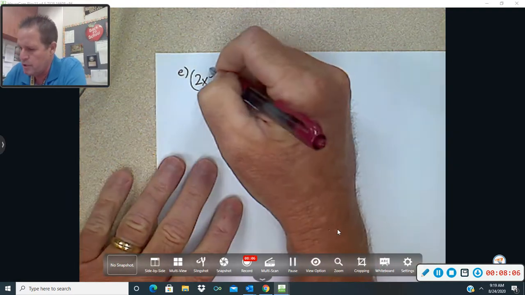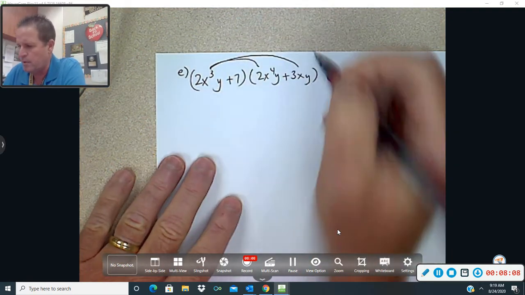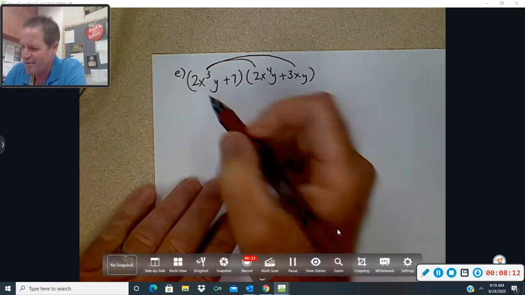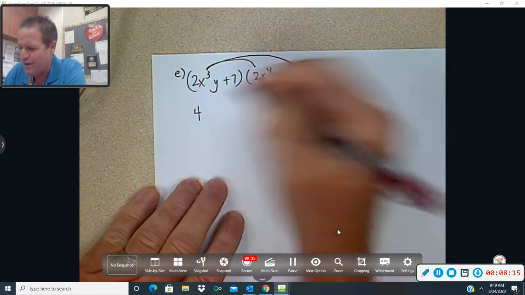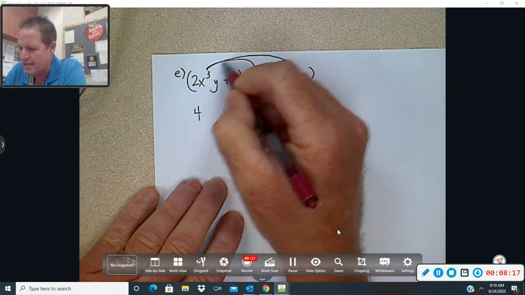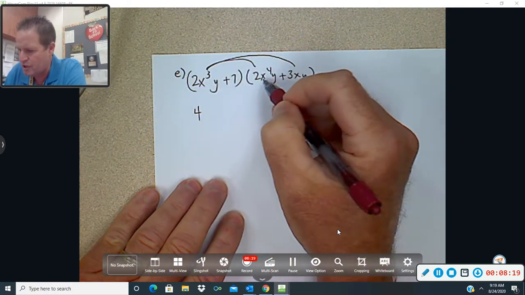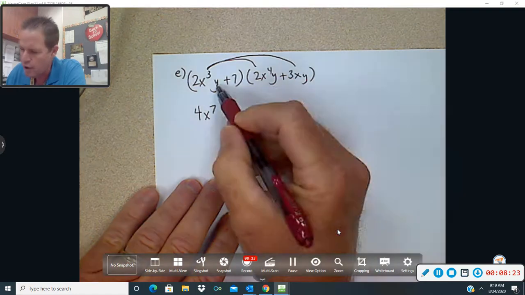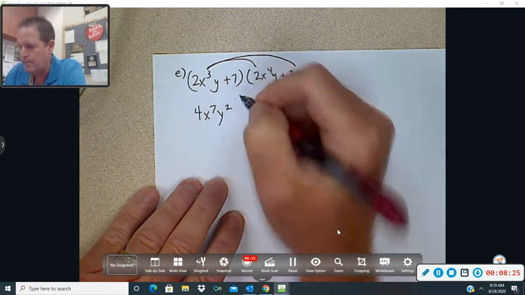So again, I'm going to double distribute, but now you can see where things are getting more complicated. The expressions are more complicated. So we're going to do 2 times 2 to make 4. And now we'll add the exponents when we multiply. So you've got an x cubed times an x to the fourth. That's x to the 7th. You've got a y times y to make y squared.